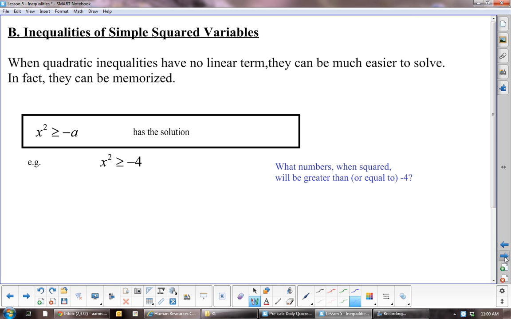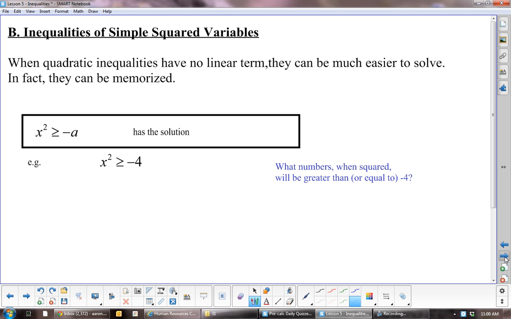Okay, inequalities of simple squared variables. When quadratic inequalities have no linear term, they can be much easier to solve. In fact, they can be memorized. So something like this, x squared is greater than or equal to negative a, has the solution, okay?